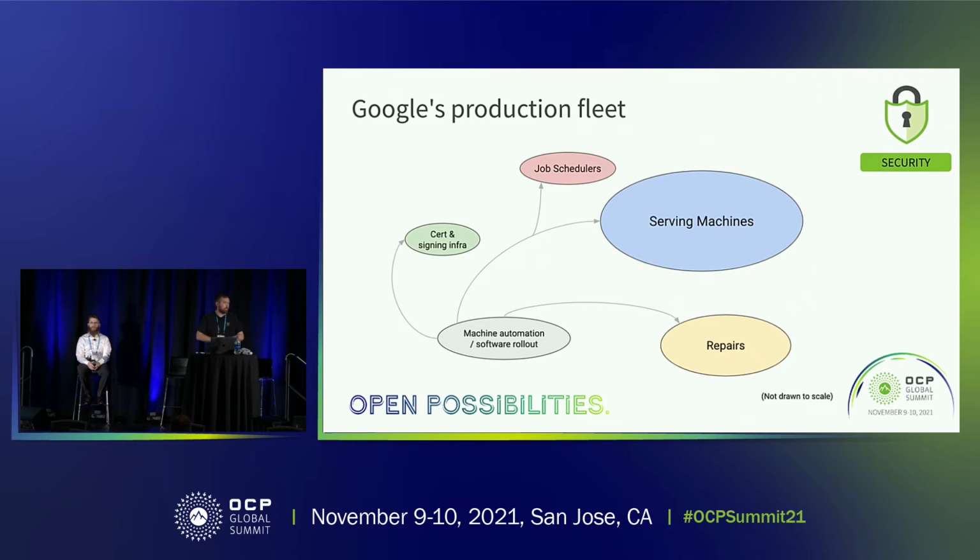And then machine automation is how we roll out software to our fleet. So, hey, there's a new update, please take it, making sure that we're not updating too much of the fleet at once. A lot of engineering goes into all these systems.